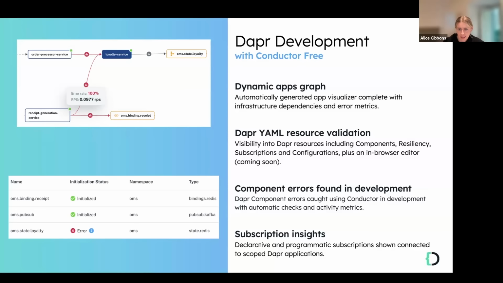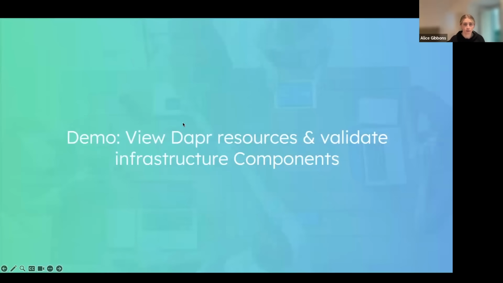Last but not least, the component errors. So, those errors I was talking about where you're not able to connect to your underlying infrastructure for whatever reason. In Conductor, you can actually see those surfaced really easily within the UI. And then you can also get a deeper look into the subscriptions, whether programmatic or declarative, and see which applications or which scoped applications are connected under the hood.